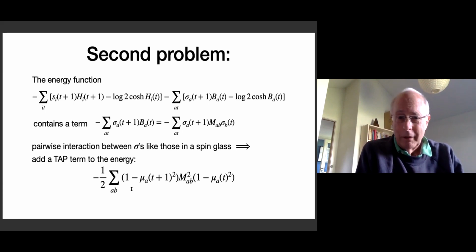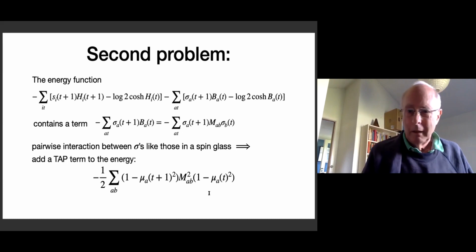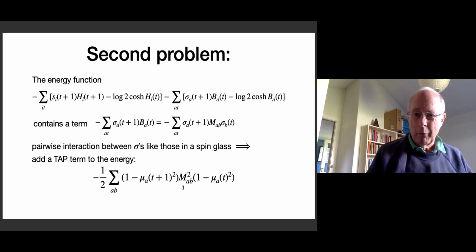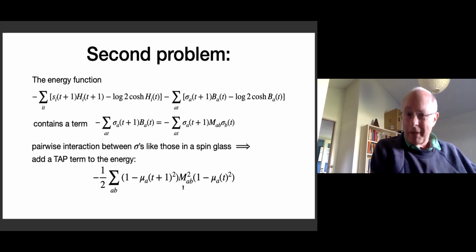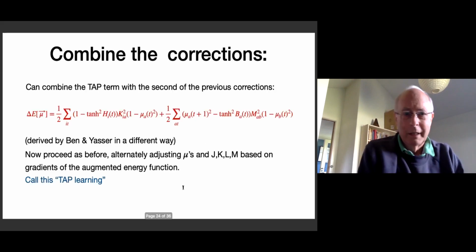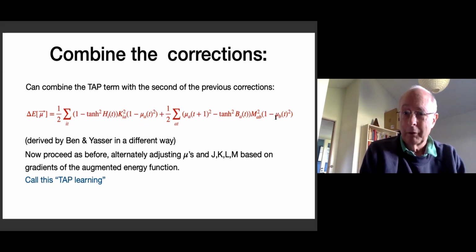TAP told us you stick in 1 minus mu squared at t plus 1, M A B squared times 1 minus mu A squared, and stick a minus a half in front of it. Actually, the M A B squared and the 1 minus mu A squared, that same thing was there in the second term that we added already. So you can combine those nicely so that the second term is mu squared of t plus 1 minus tanh squared of B, and then M squared times 1 minus mu squared.